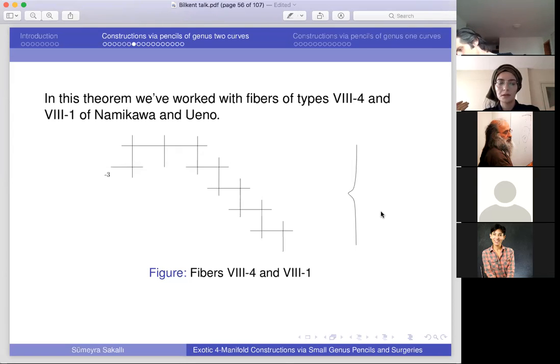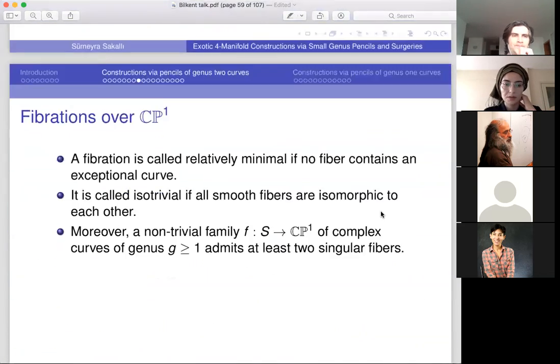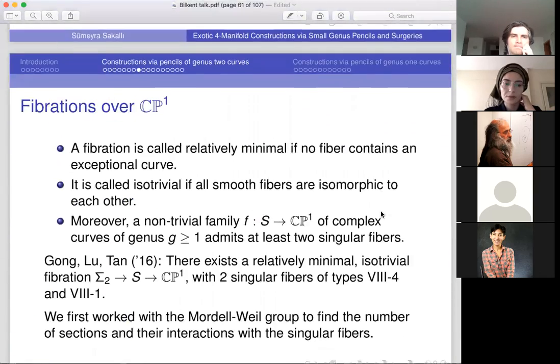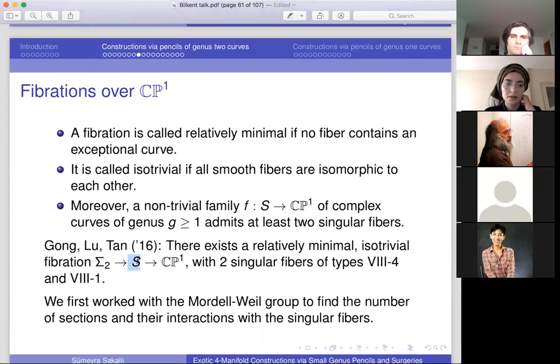But we need to know whether there are sections or not. To figure out the sections, I needed to work with the Mordell-Weil group of that algebraic variety. Here S is our variety, and the Mordell-Weil group is the group of sections. I compute the rank, and then we show that there is at least one section of that fibration. And then next, we also figured out the intersections of the section with the singular fibers.